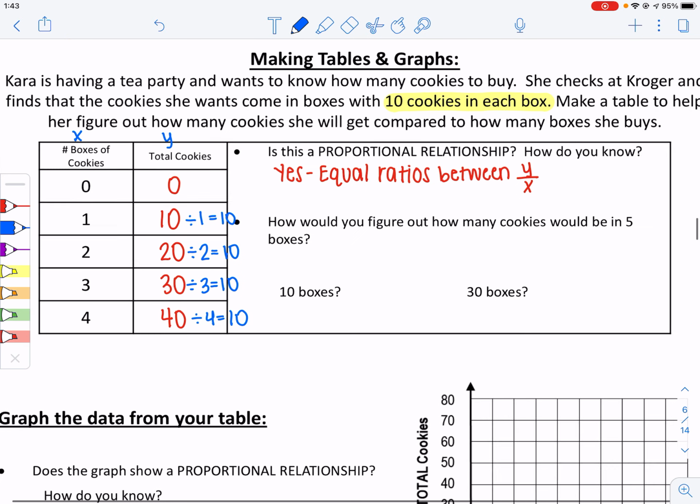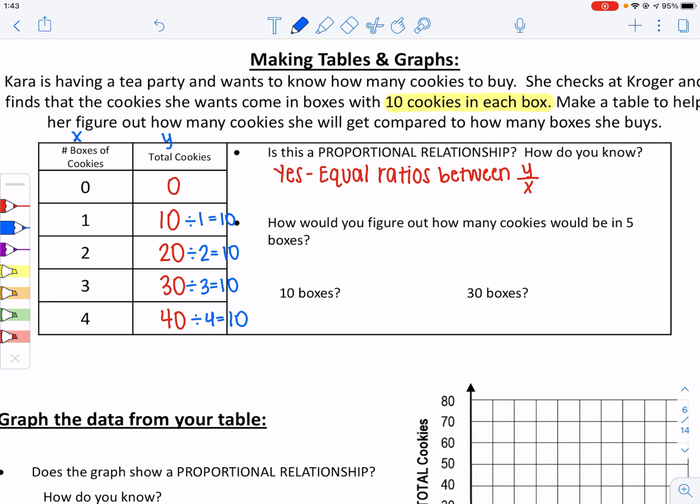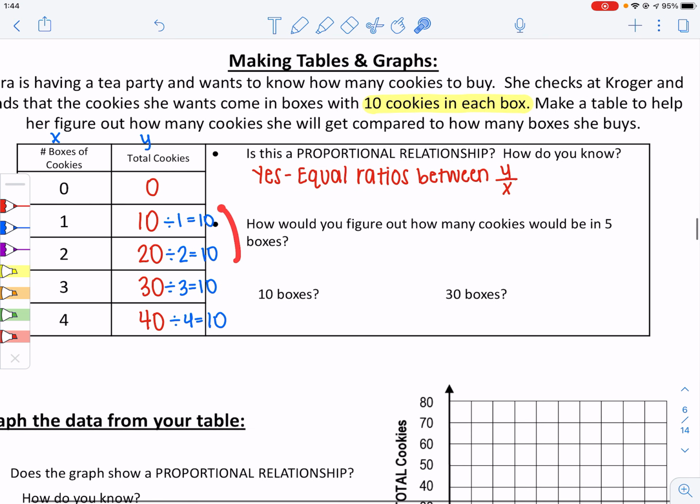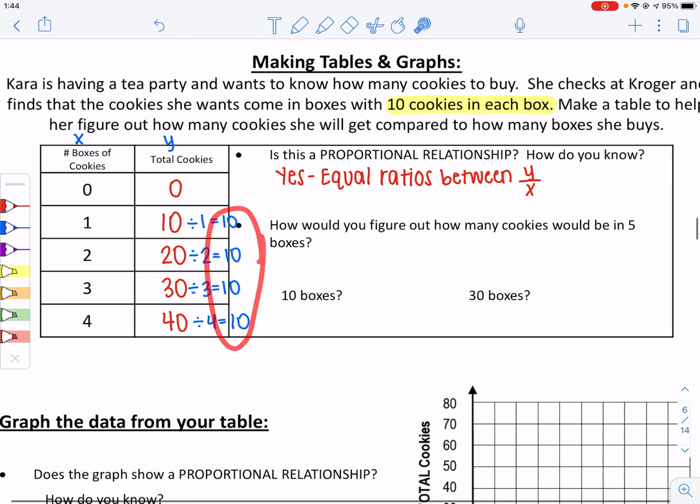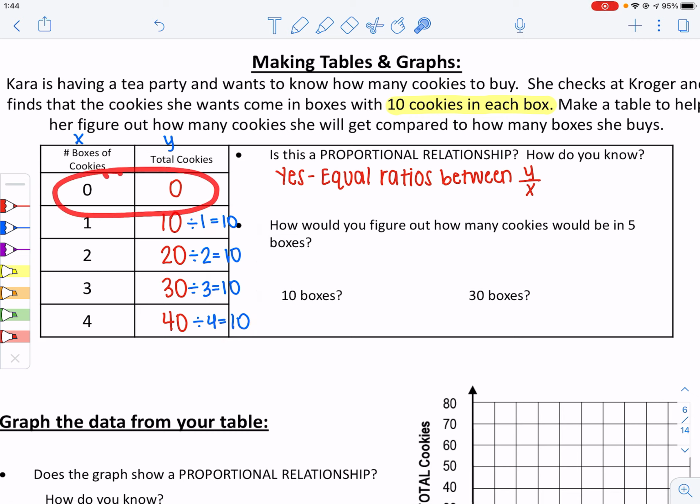Okay, so I know it's proportional because there are 2 ways to figure that out. With a table, you want to make sure that when you take y divided by x, you get the exact same number, which here we got 10 every time. Also, if your table has 0, 0 in it, that's a good indicator that it's going to be a proportional relationship as well. You don't have to do the dividing with the zeros, but for everything else, divide it and see if it gets you the same number.